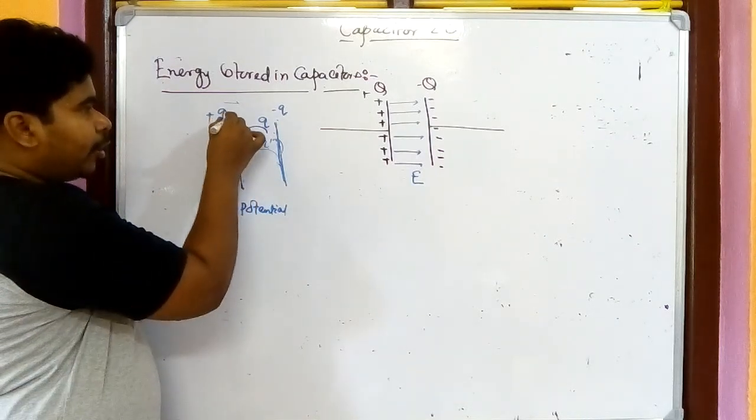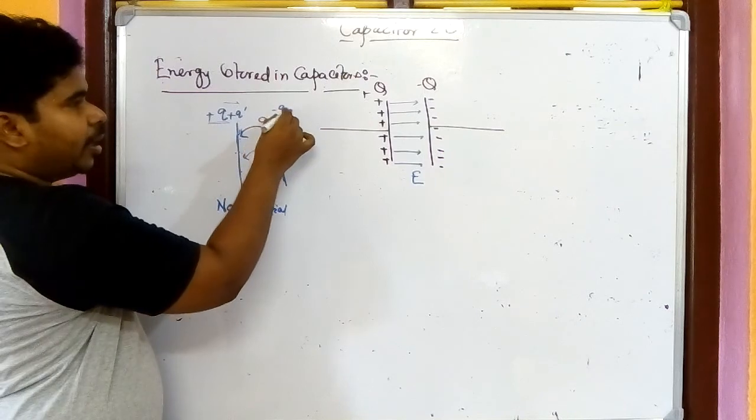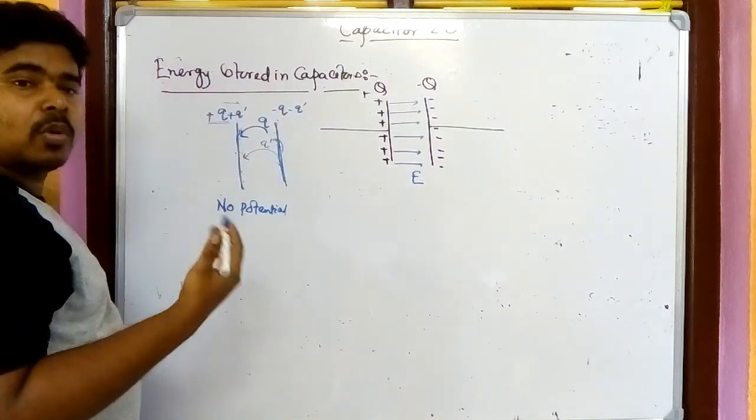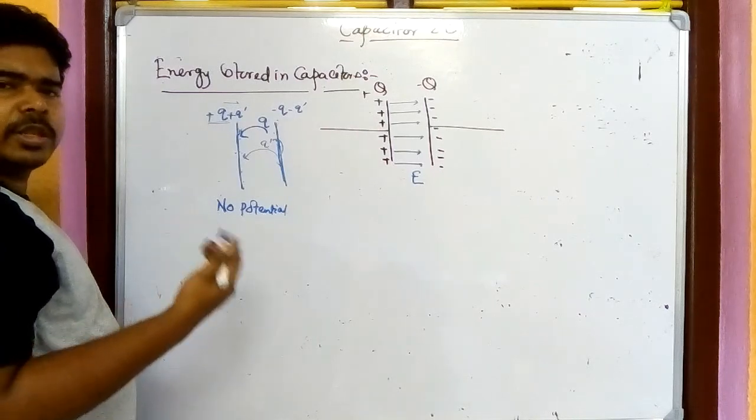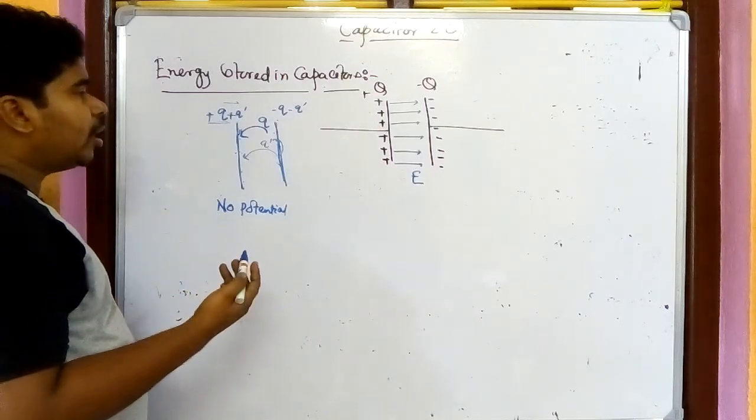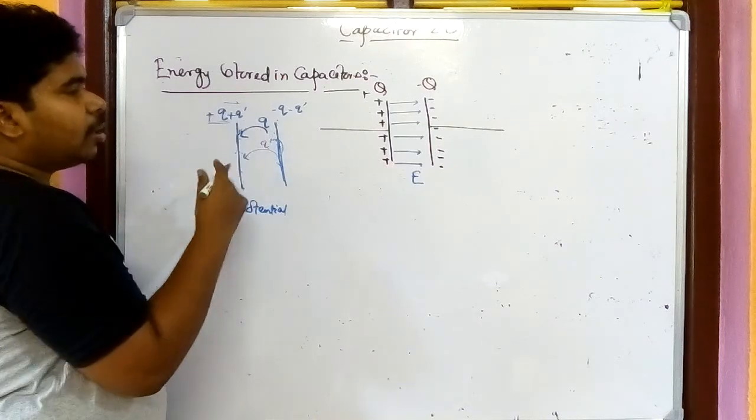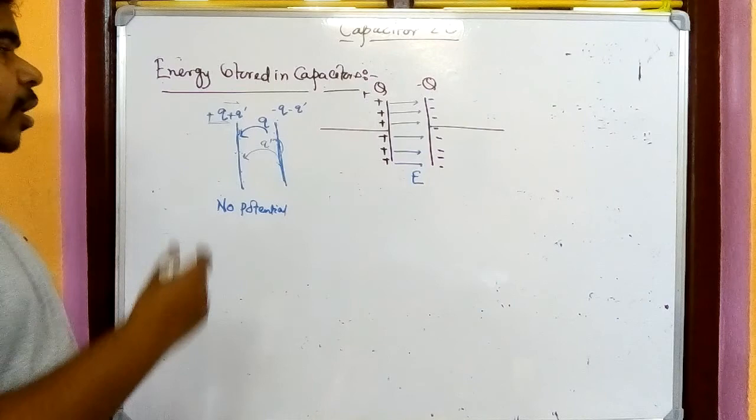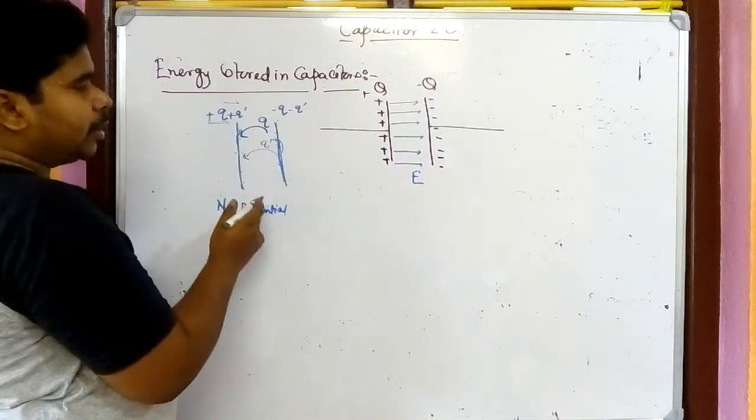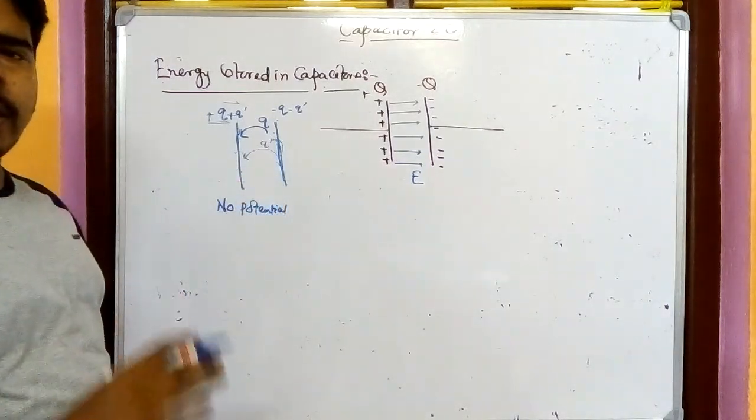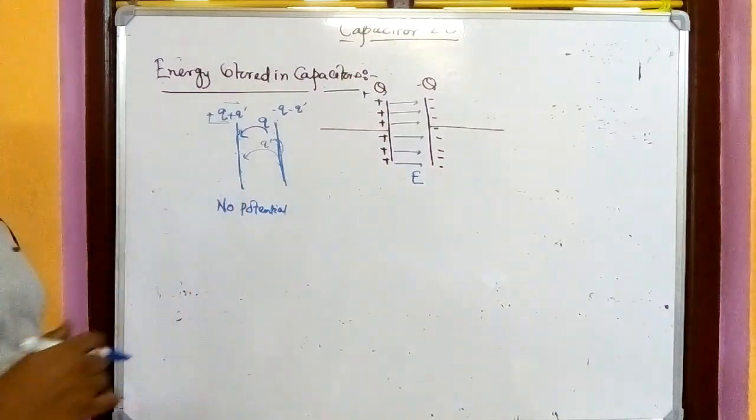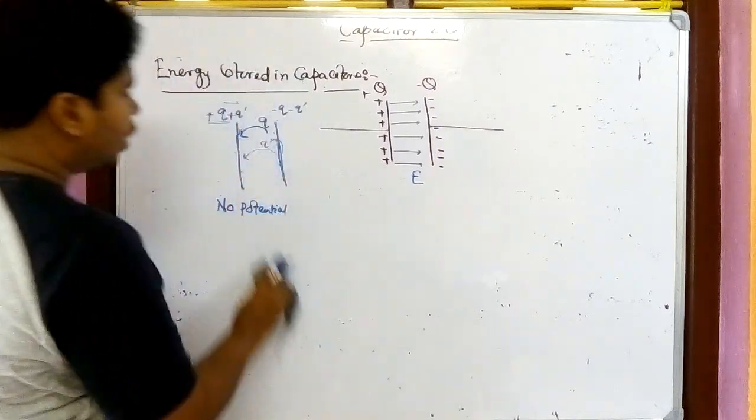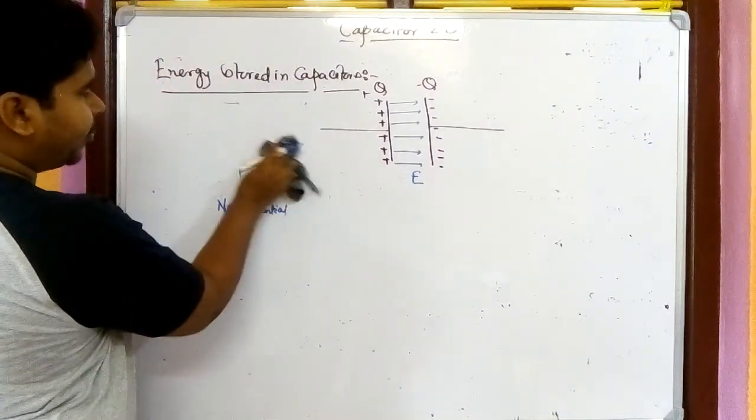Again, if q dash is coming and here it is minus q dash, so here the potential will increase more, because the more the charge, the more the potential. So one by one charge is coming, the potential is increased. As more potential is increased, it is difficult to take another charge from the negative plate and put it in the positive plate. That is our target.